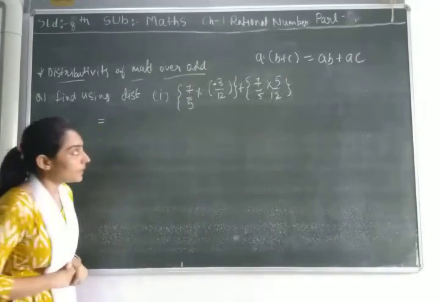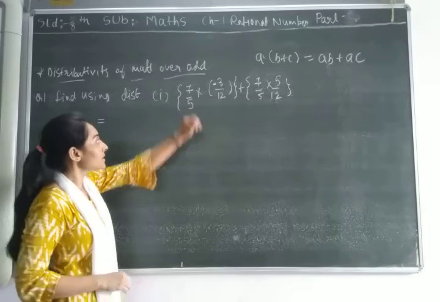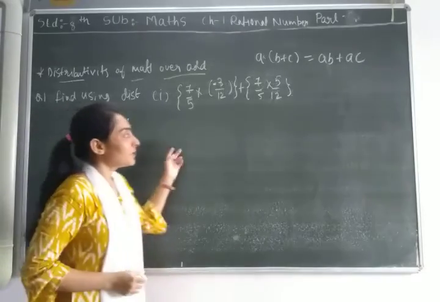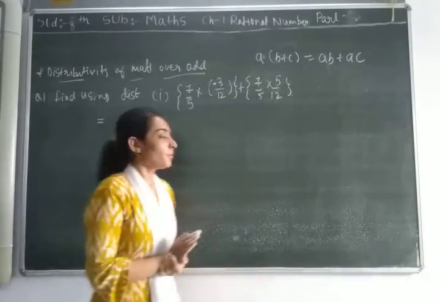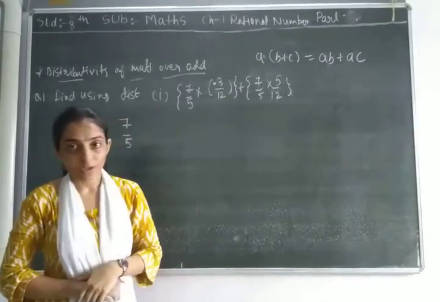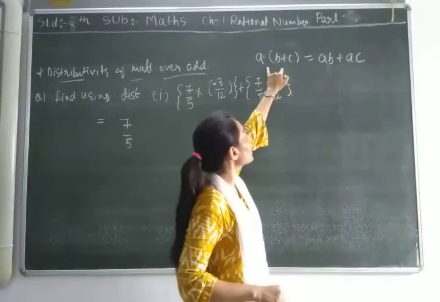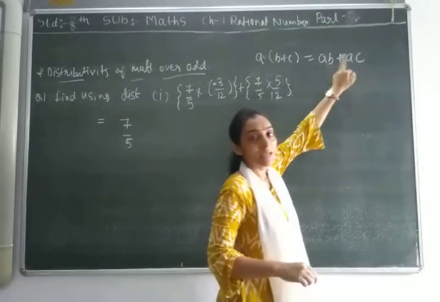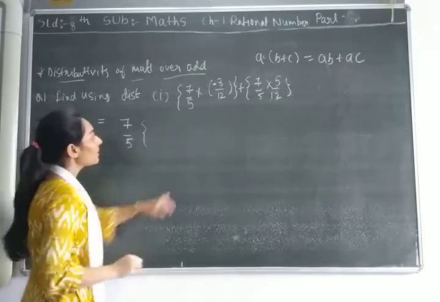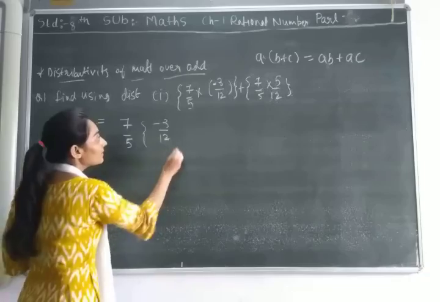Using the distributive property, which one is common? 7 upon 5. Otherwise, it can be solved by BODMAS rule also. BODMAS rule says solve the bracket first, then addition. But we have to use the distributive property. It means this one equals this one. So I am taking A as common. Here my common is 7 by 5. Again take the bracket. What is left over here is minus 3 upon 12.